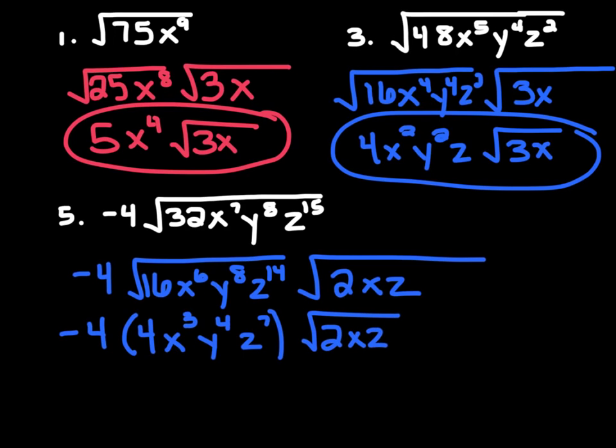2x z. Now, even though this 4 right here is a perfect square, I don't want you to say, oh, the square root of 4 is 2, so let me bring down a 2, because this 4 is no longer under a radical, so don't try to take the square root of it again. But what we are going to do is multiply this negative 4 on the outside of the parentheses. We're going to distribute it into the parentheses. So negative 4 times 4 is negative 16. So we're left with negative 16 x cubed y to the 4th z to the 7th, and then you can bring down the radical 2xz.